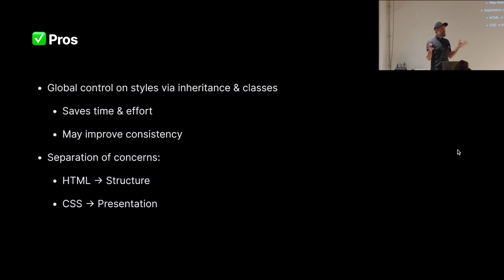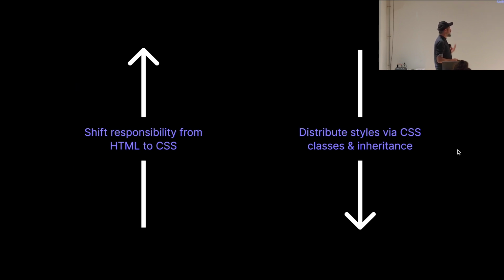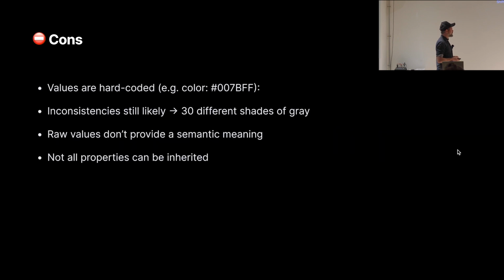This saves us time and effort, and it may improve the consistency at least. And now we also got separation of concerns. We're taking care of the presentation in our CSS now and not in the HTML document anymore. So that's nice. We shifted the responsibility from HTML to CSS. We're now distributing our styles via CSS down to the markup. All right, but there were still cons, because at that time values were still hard-coded.